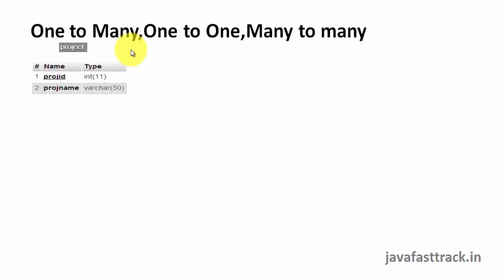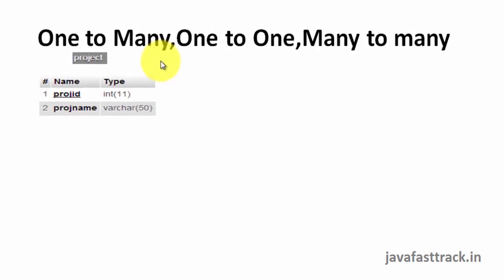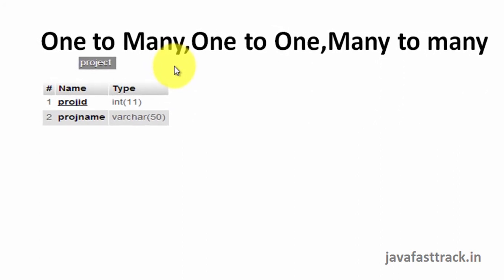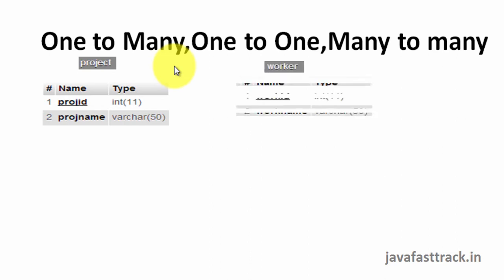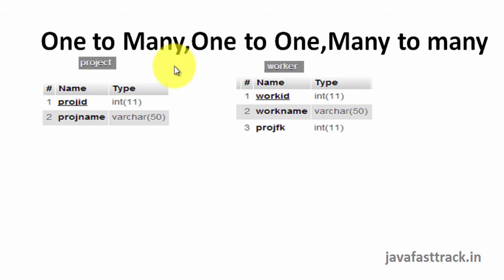I'll take the relationship between the project and worker. The project table has two columns, project ID and project name. The worker table has two columns, worker ID and worker name. Right now there is no relationship between project and worker. If you want to create a relationship between two tables, you must create an additional column. I create an additional column called project FK, project foreign key, in the worker table.